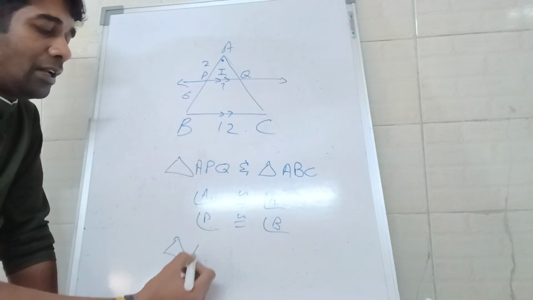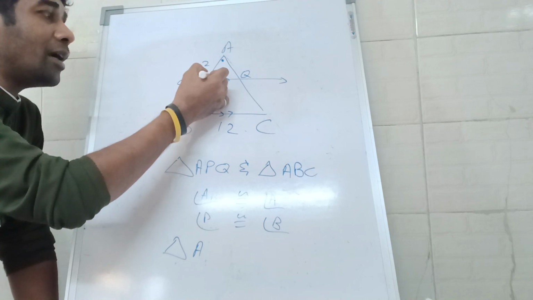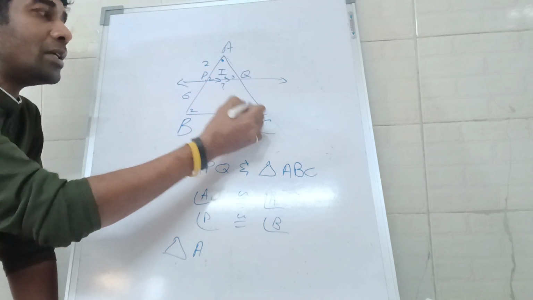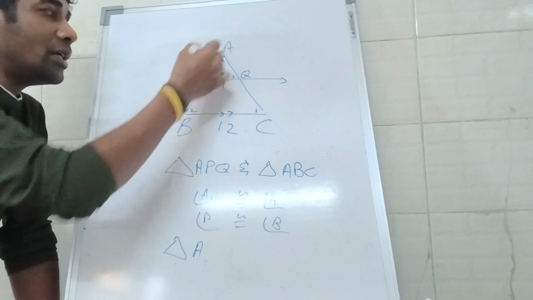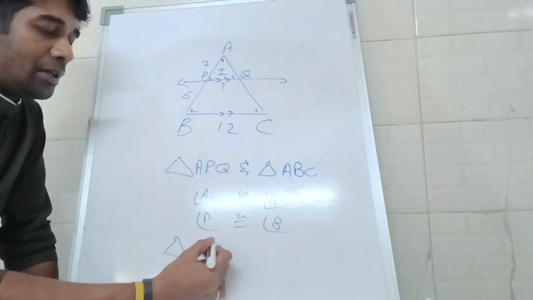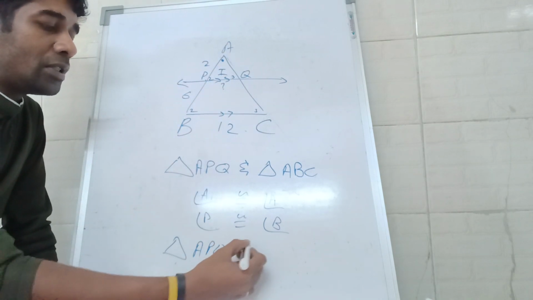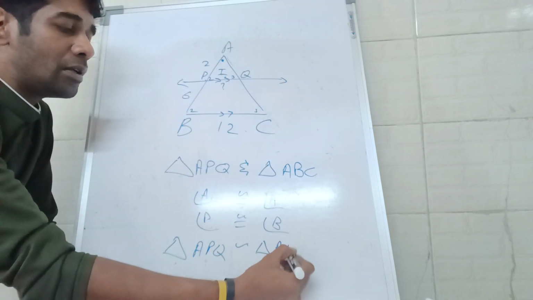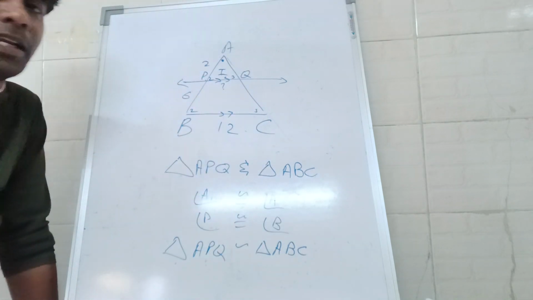Therefore, I get triangle APQ, which I've named as number 2 over here, and here this will be number 3. So triangle APQ is similar to triangle ABC. That is 1, 2, 3. That is by the angle test.